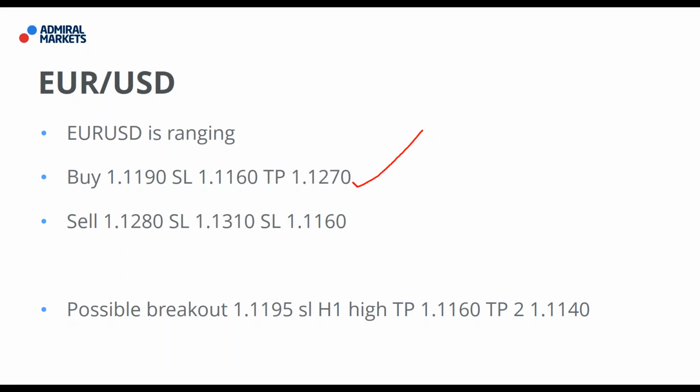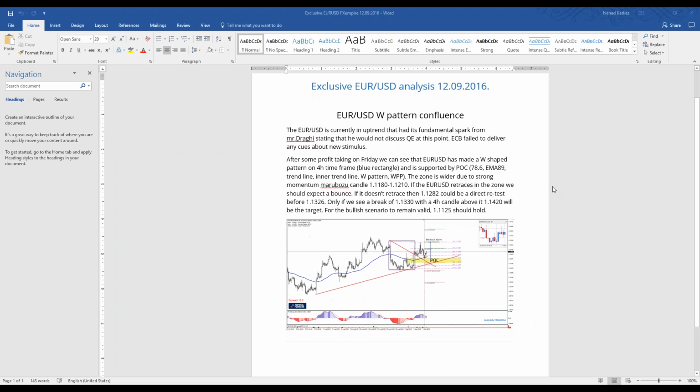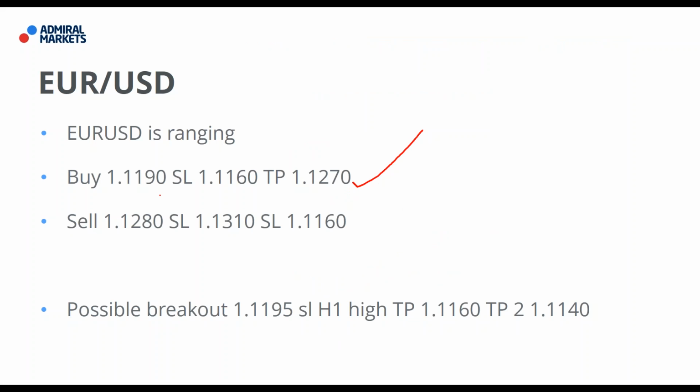analysis. Okay, so this was it, guys, that I sent to Forex Empire, and you see the zone is wider, and actually euro dollar went down to POC and it was rejected. So I hope that you have made something out of it if you read. But still, if you are not in a trade, then this is what I see.